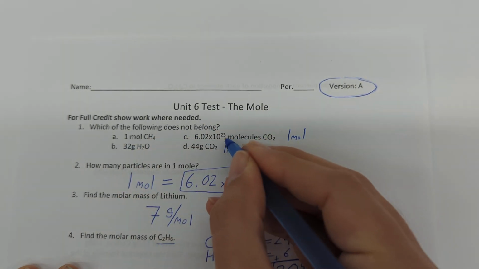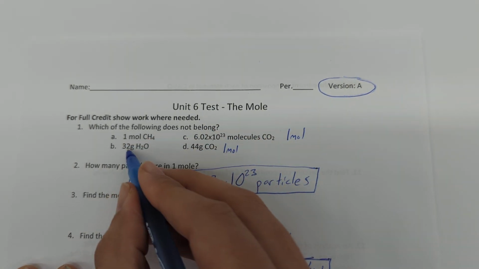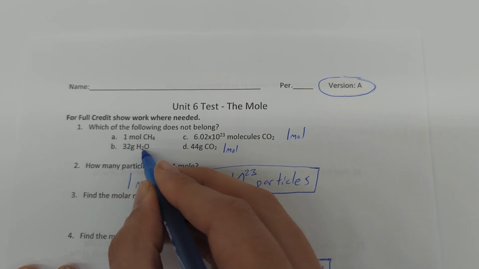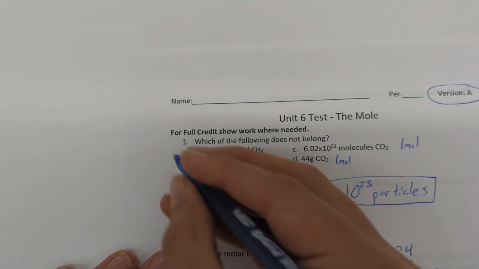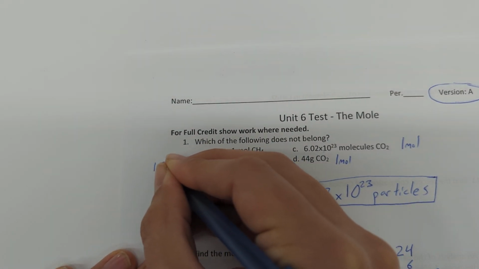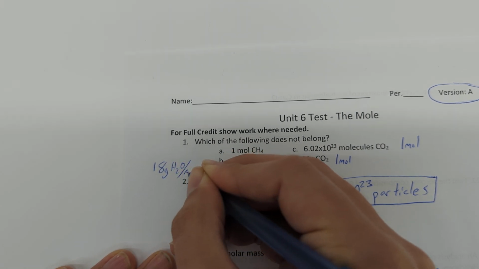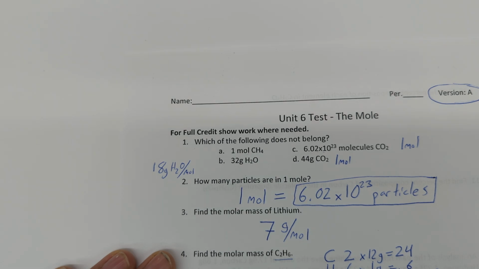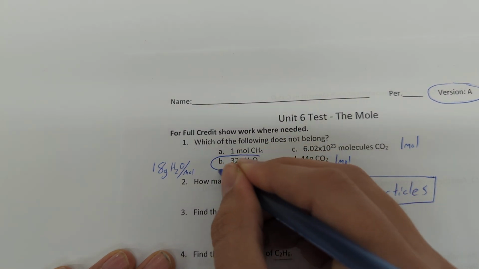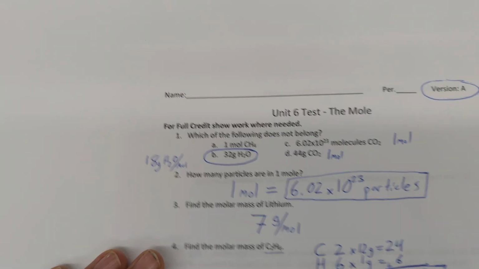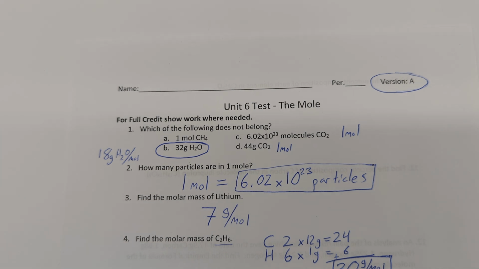So A is a mole, C is a mole, D is a mole. If we worked out 32 grams of water, turns out that water has a molar mass of 18 grams of water for every mole. So this is going to be a little bit more than a mole. So this one right here, B, does not belong. So all you got to do is convert all of them to moles. Whichever one is not the same, that's going to be your odd one out.